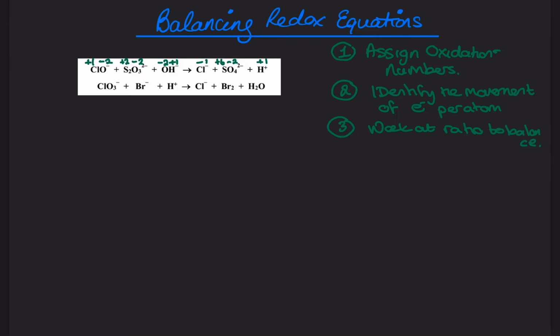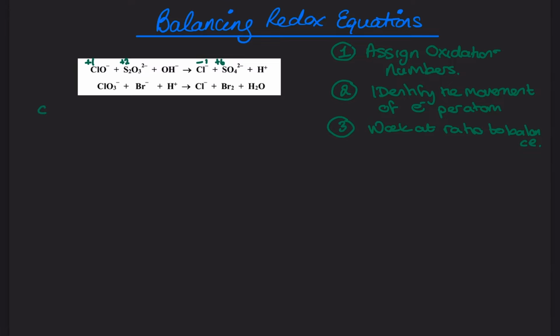Identify the movement of electrons per atom. So you can disregard the ones that don't move or nothing happens to them. You see the oxygens all have -2, so I'm just going to get rid of that so it's a bit clearer. And the hydrogens still have +1, so I'm going to get rid of that. So now we're left with the clear atoms that are changing here.